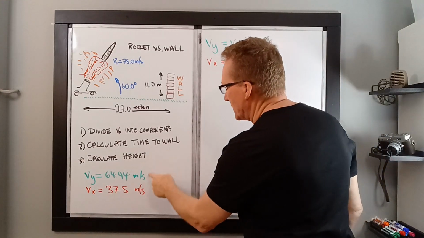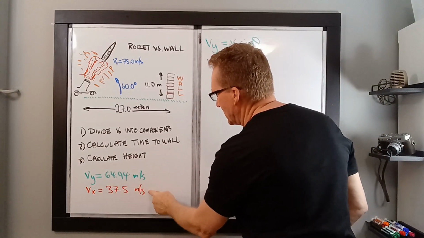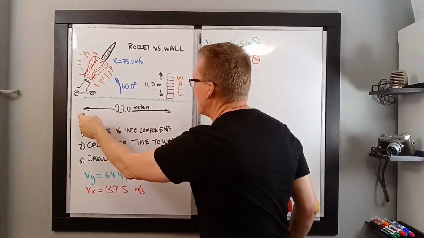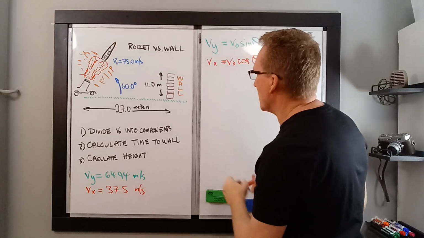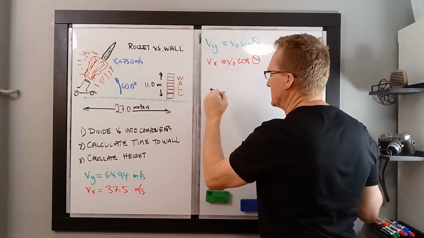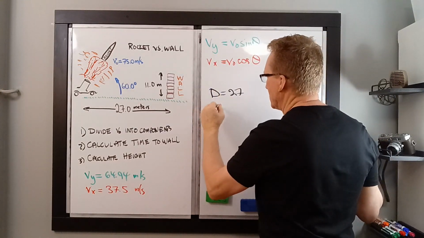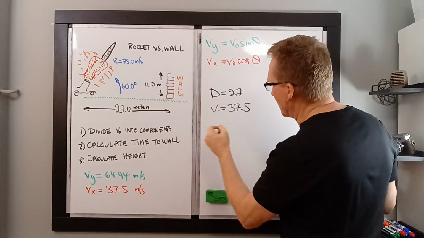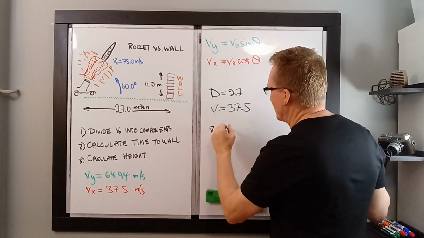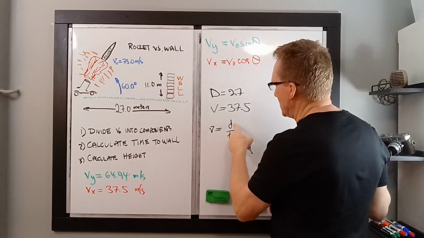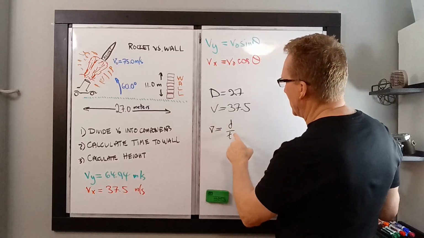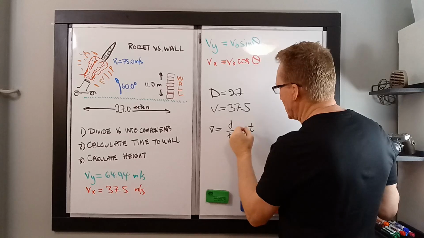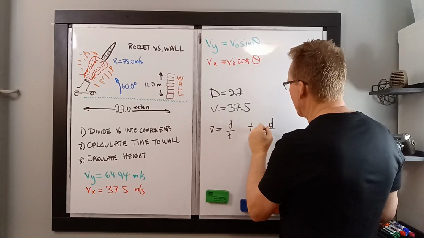So for that, we do not need the y component, we only need the x component, because the x component, which has no forces affecting it, will determine how long it takes to get to the wall. We have a distance that we need to travel, 27 meters. We have a velocity in the x direction, 37.5. If you need help remembering this, the way that I do it is velocity is equal to distance over time, meters per second, but I want the time, so I'll take the time over here and divide by the velocity, and I'm going to get time equals d over v.